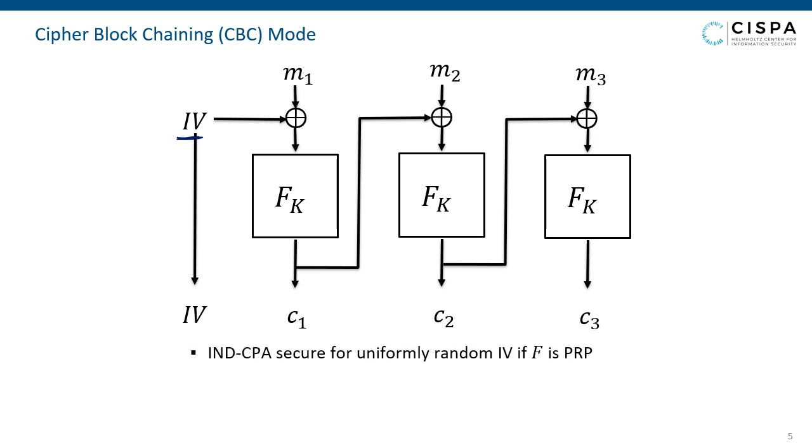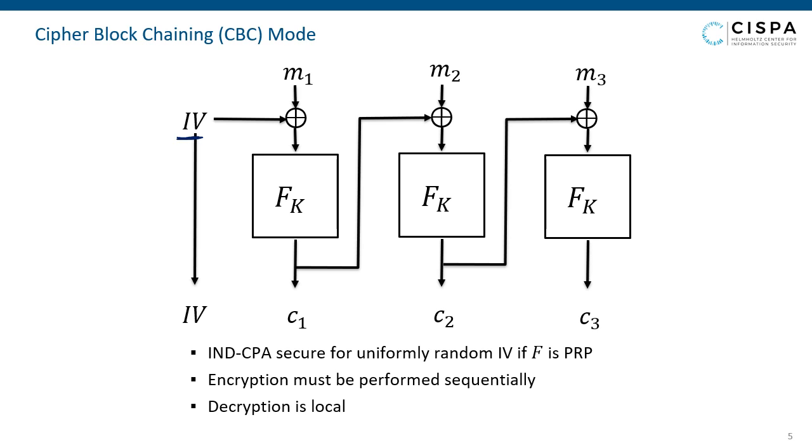First, this mode of operation is CPA secure if the initialization vector IV is chosen uniformly at random and if F is a pseudorandom permutation. One drawback of this mode of operation is that encryption cannot be performed in parallel. So even if you have a super parallel computer, you first need to encrypt M1, feed the ciphertext back, XOR it onto M2, then encrypt this. So in this mode of operation, encryption is somewhat slow.